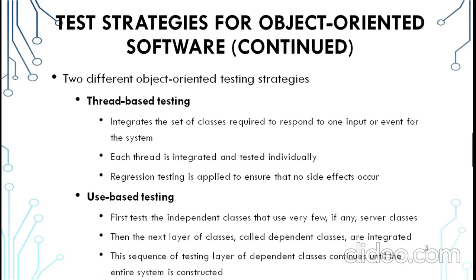The test strategies for object-oriented software: we have two different object-oriented testing strategies. The first one is thread-based testing and the second is use-based testing. Thread-based testing integrates the set of classes required to respond to one input or event for the system. Each thread is integrated and tested individually. Also, regression testing is applied to ensure that no side effect occurs.